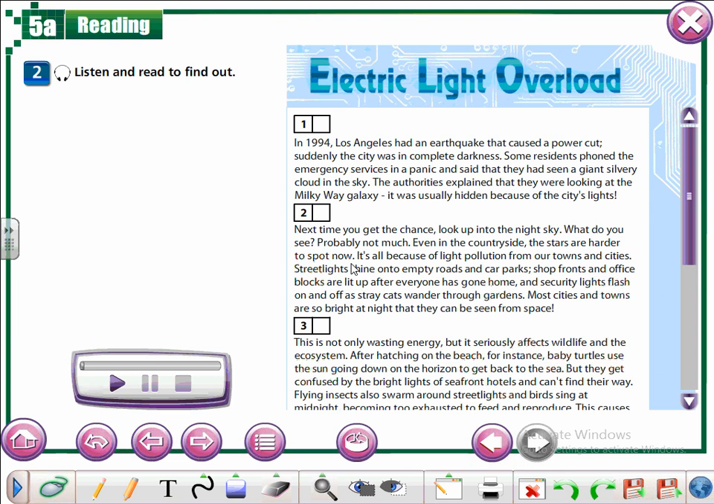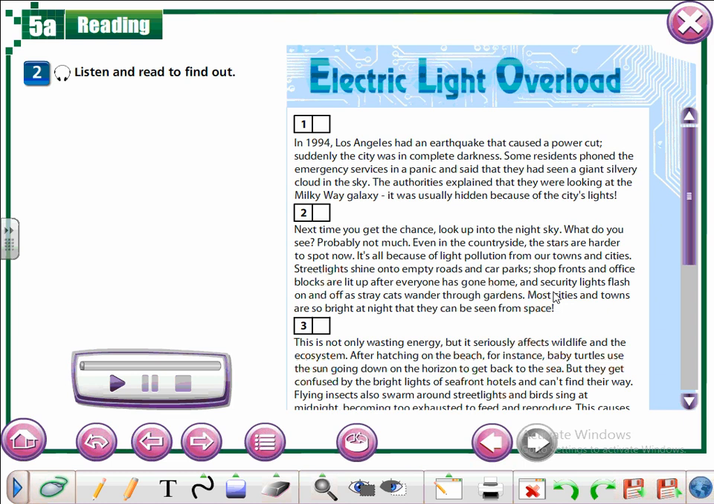So, if you go to your balcony or something like that and look at the sky at night, you couldn't see it clearly because you'll find that lights are on in other places. Other places in the city have lights on, so you won't be able to see the sky clearly. It's all because of the light pollution from our towns and cities. Street lights shine onto empty roads and car parks. Shop fronts and office blocks are lit up after everyone has gone home. So, although there is no one in the street, you'll find that there are lights in the street. And this is the light pollution, which prevents you from seeing nature and the beauty of nature at night.